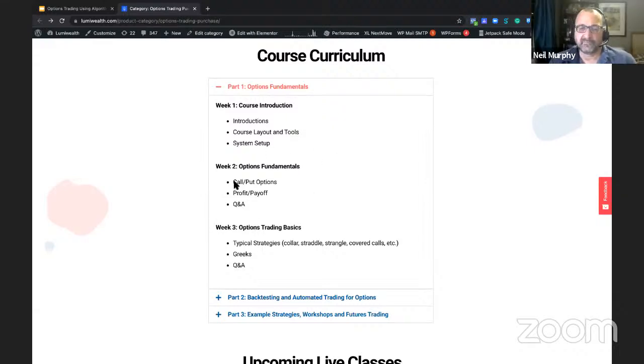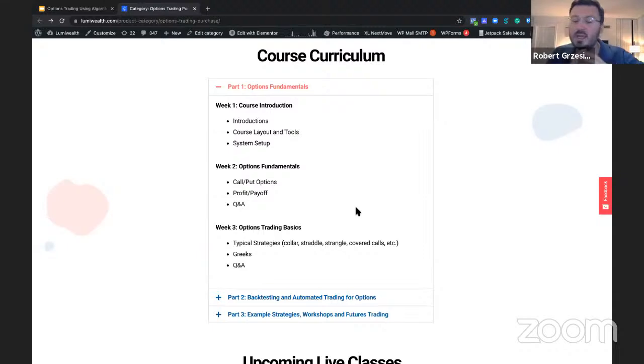Week 2 is about option fundamentals, right? So you'll learn about how calls and puts work, how profit and payoffs work. So if you don't know options, this will teach you basically how options work. Even if you do know options, this is still a very valuable thing because we'll show you from a coding perspective the different ways of approaching this. I know Neil has some really cool graphs and different things to show off here where you'll see this is how a put option works, but this is really how the payoff works over a longer period of time, and you really start to understand a lot better.